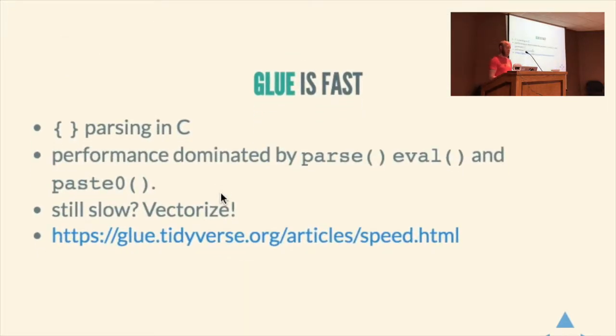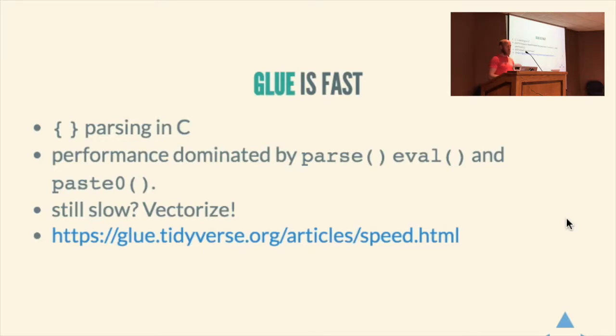So why is glue fast? All of the delimiter parsing is done in one pass in C code. So that is usually not the thing that is the bottleneck. The performance is typically dominated by parsing the R code, so the R parser, and evaluating the R code. And glue also uses paste0 internally, which is part of the reason it's never going to be faster than paste0, because it uses paste0.